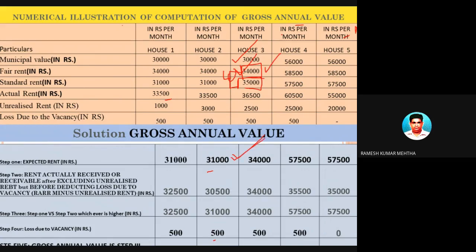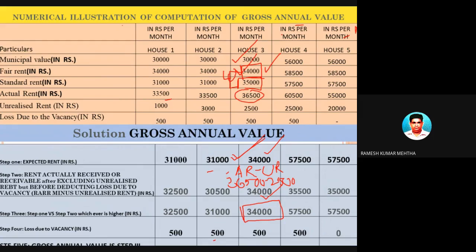Step number two is actual rent at which it has been let out minus unrealized rent. So actual rent at which it has been let out is 36,500, and unrealized rent is 2,500 during the financial year. So it is 34,000. Step number three is compare step one with step two, whichever is highest. Both of them are the same. So 34,000 will be the result of step number three.